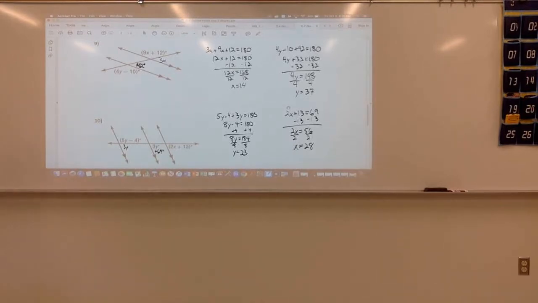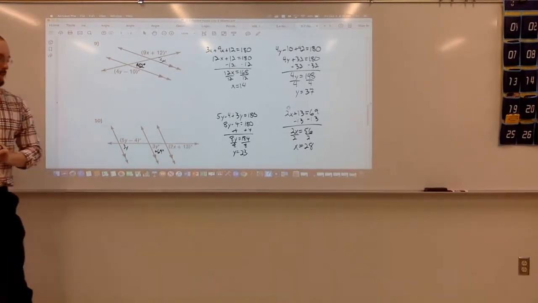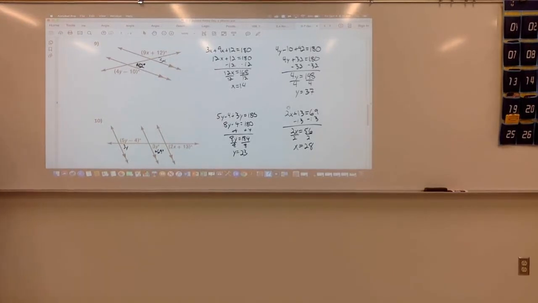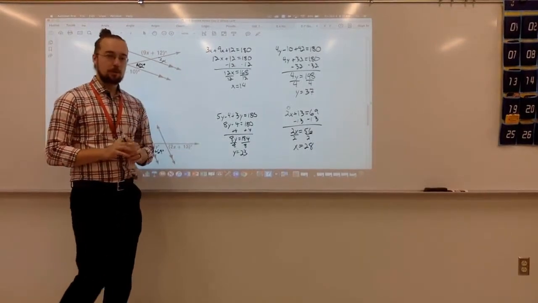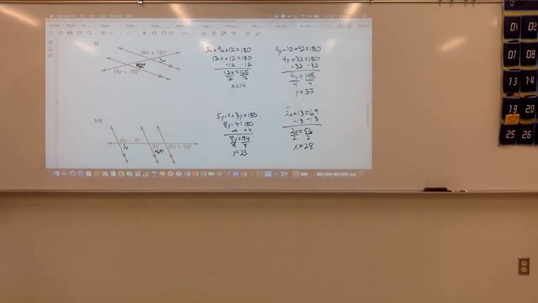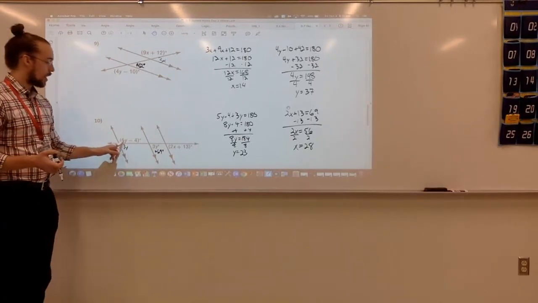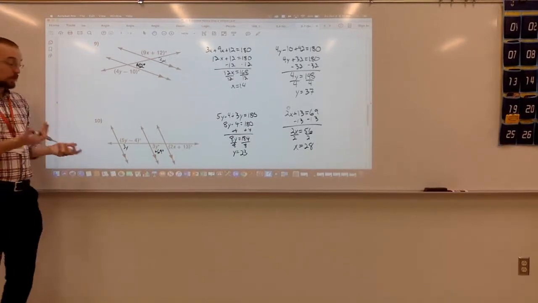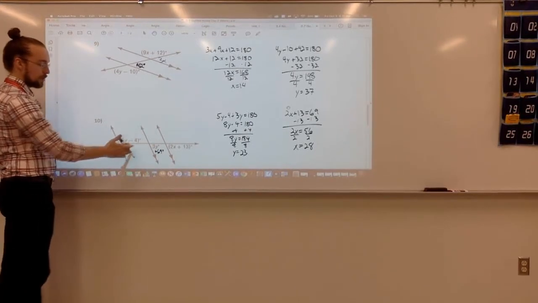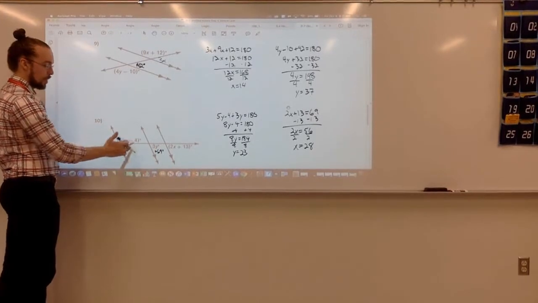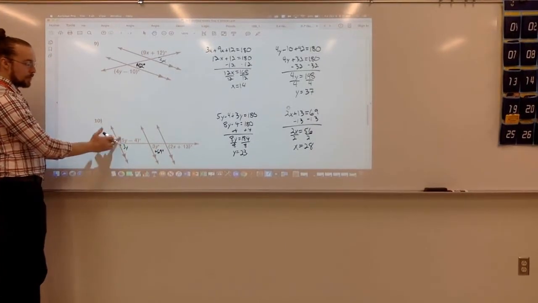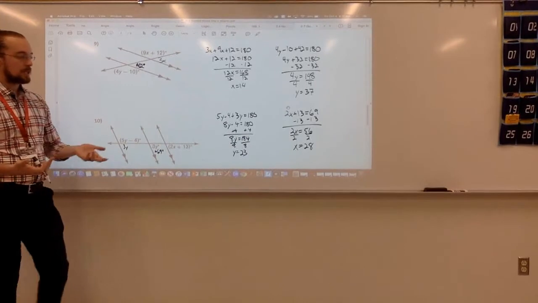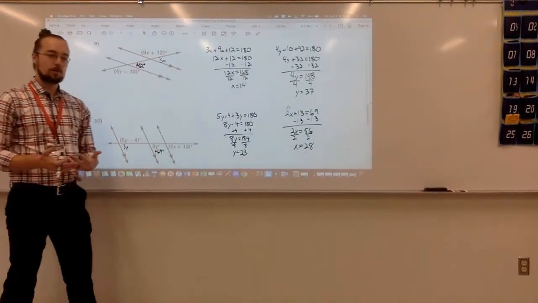All right, for number 10, I think we should get y equals 23 and x equals 28. To solve for y, I can say that these two angles here would be supplementary. Easiest way to think about it might be to say if this angle is 3y, this angle is 3y, so these two would add to 180. When we solve that, we get 23.